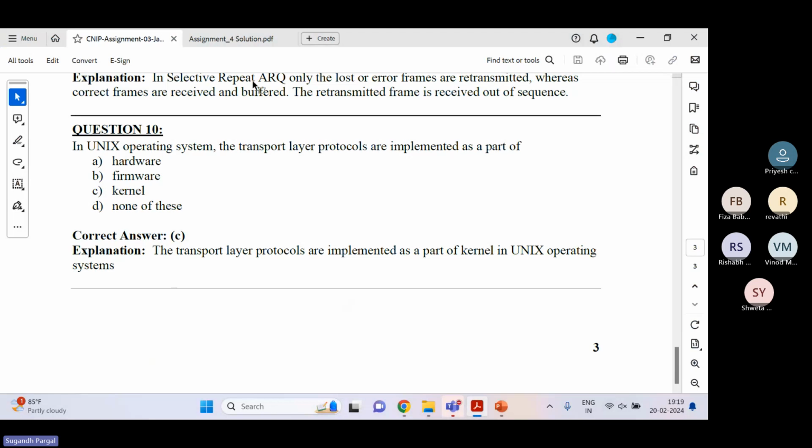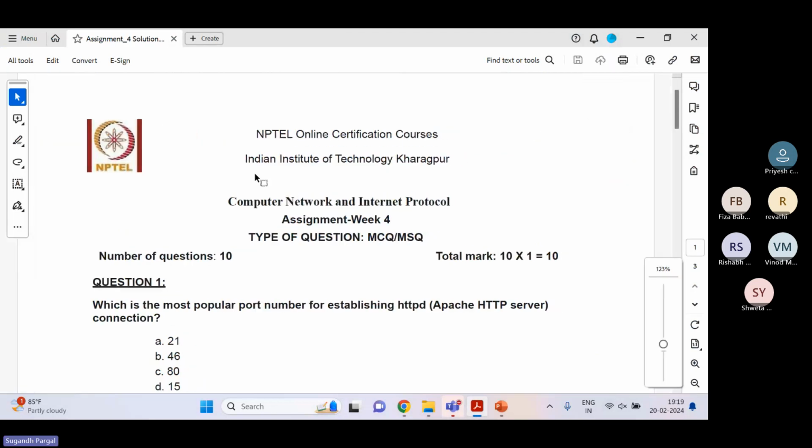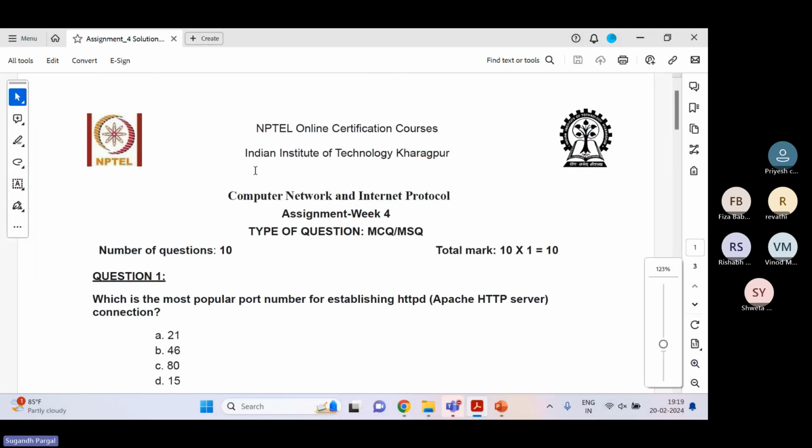So now we will see another assignment, which is a similar type of assignment that may be given to you this week. So you can check here.